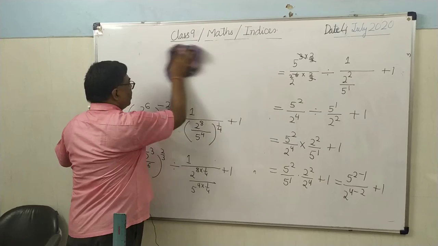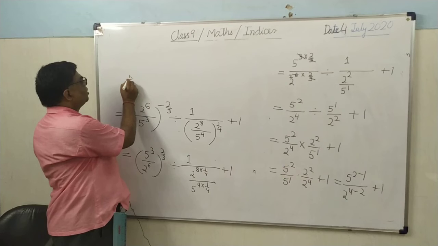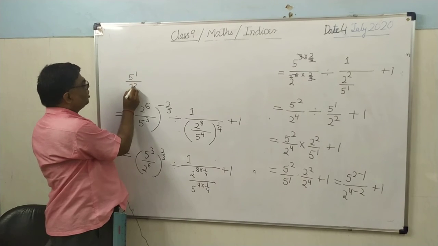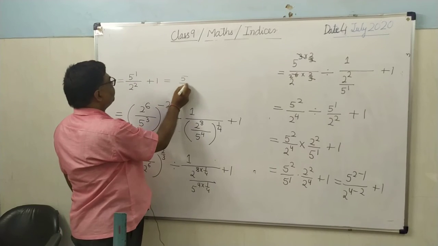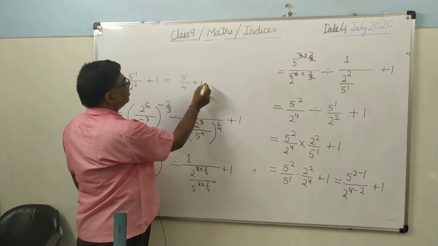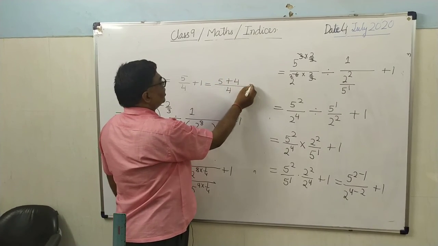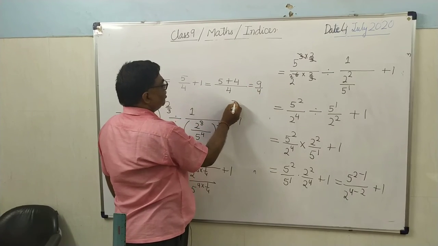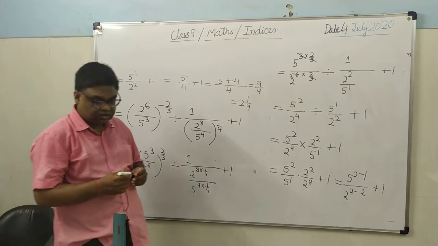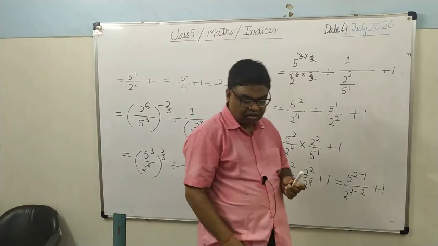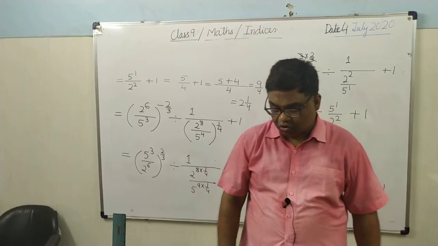When you further simplify, you can see here, 5 to the power 2 minus 1 means 5 to the power 1 upon 2 to the power 2, that equals 5 upon 4, plus 1. What is the LCM? That is 9 upon 4, that is 2 whole 1 upon 4. So this is the answer. So now this is finished.